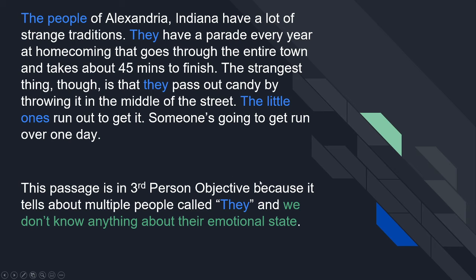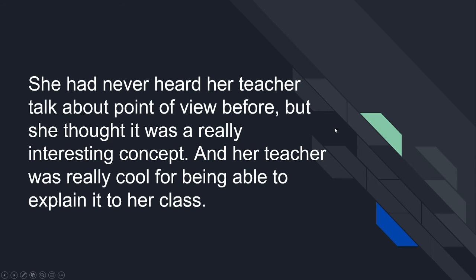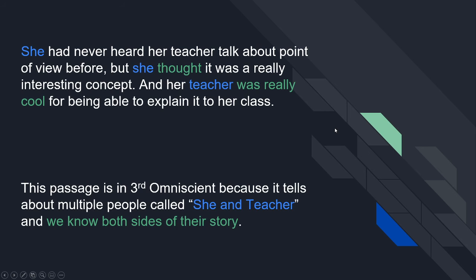So this is objective. Our next example: She had never heard her teacher talk about point of view, but she thought it was a really interesting concept. And her teacher was really cool for being able to explain it to her class. This passage is in third person omniscient because it tells us about two people. We've got she, this unnamed girl, and the teacher, who is really cool, just like all teachers, right?